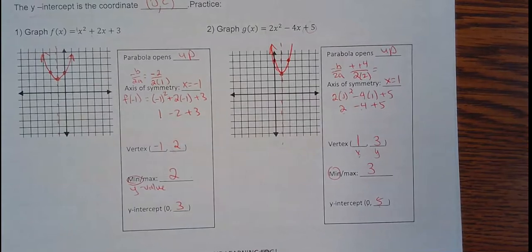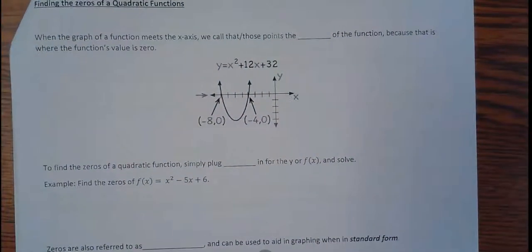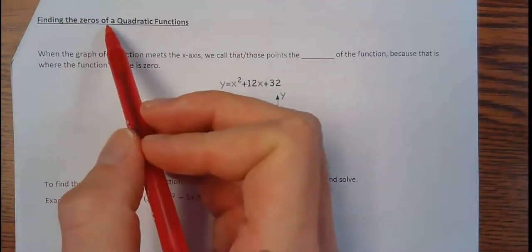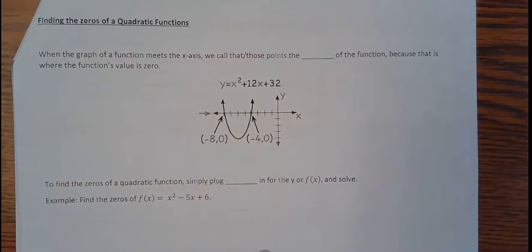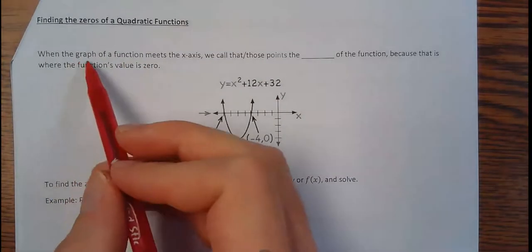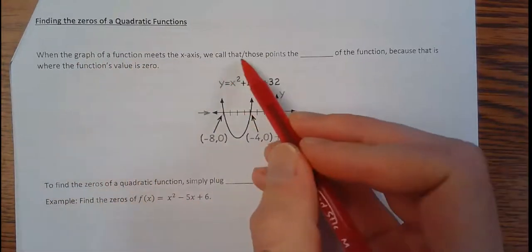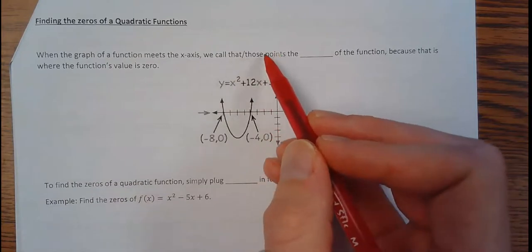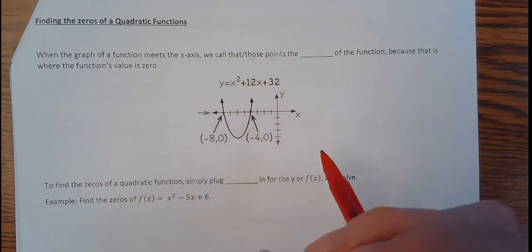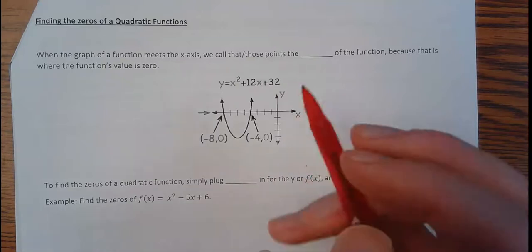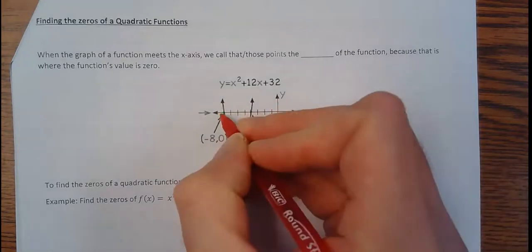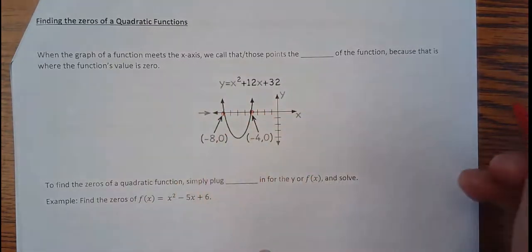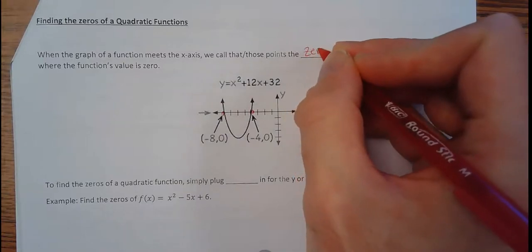Okay. So let's flip this guy over. And now we're going to look at finding zeros of quadratic functions. So if you look at this guy, when the graph of the function meets the x-axis, we call those points, it depends where it happens, because it could happen once, or it could happen twice, or it could happen never. Like this one hits it twice. Hits it right here, and it hits it right there. We call those the zeros.